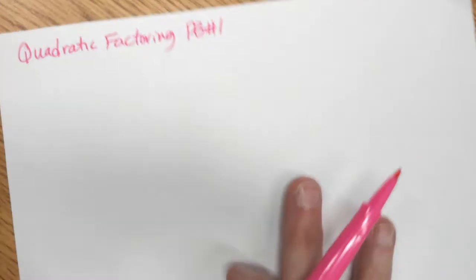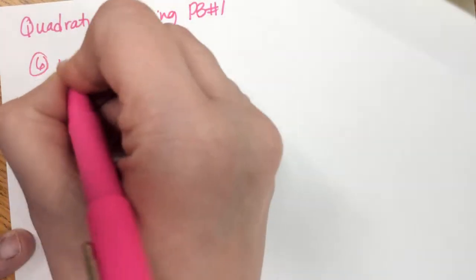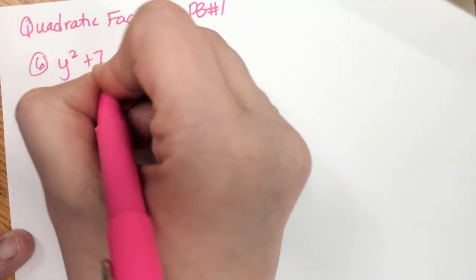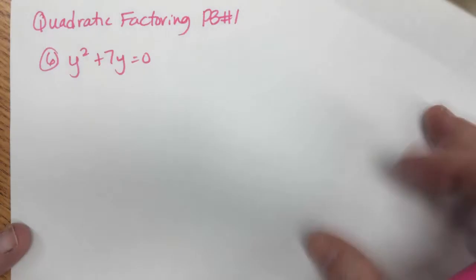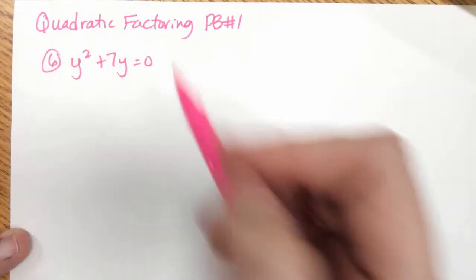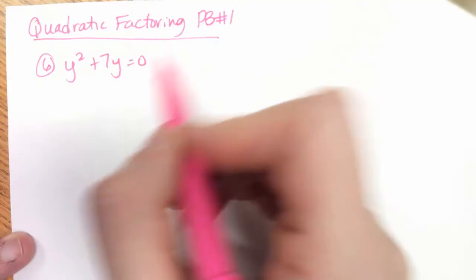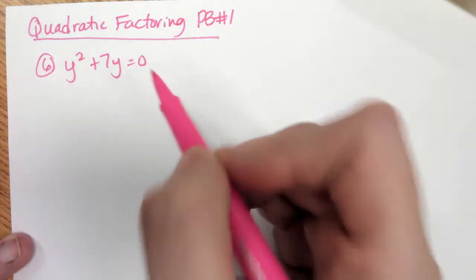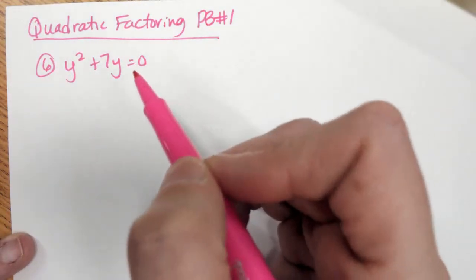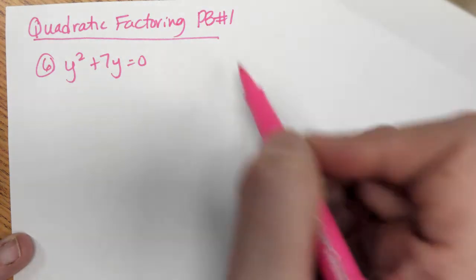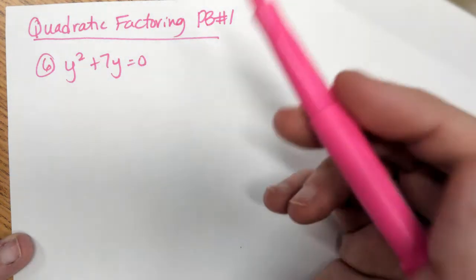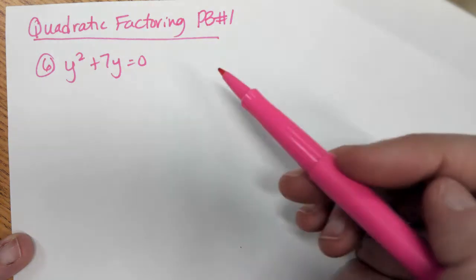Number 6 says y squared plus 7y equals 0. So right now I know I'm already set up for factoring because it's set equal to 0. That has to be true. In order for me to be able to use solving by factoring, it has to be set equal to 0, or I have to get it set equal to 0. So that's my first step taken care of. I'm equal to 0. Now I have to factor.